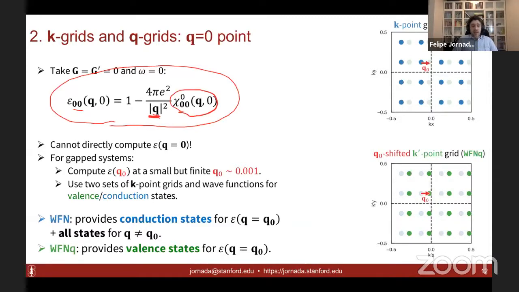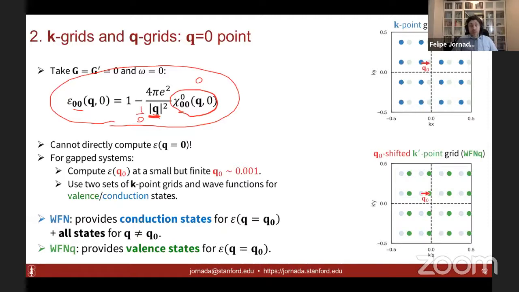And of course, you can see that you cannot evaluate this at Q exactly 0. In fact, for vanishing Q for semiconductors, this goes as 1 over 0, and this term goes as 0. So you have a 0 over 0 sort of indeterminacy. What do we do to solve this problem?